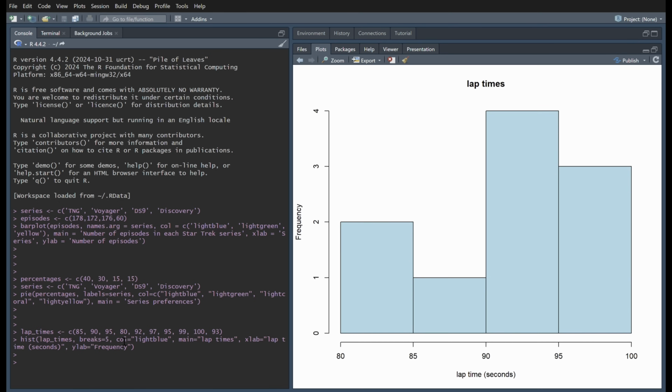So this is our code. We have used the hist function, and the x-axis represents the lap time ranges, and the y-axis shows how many laps fall into each range. You can see that the most lap times fall into the 90 to 95 seconds range, which is the tallest bar, while the 85 to 90 seconds range has the fewest laps.